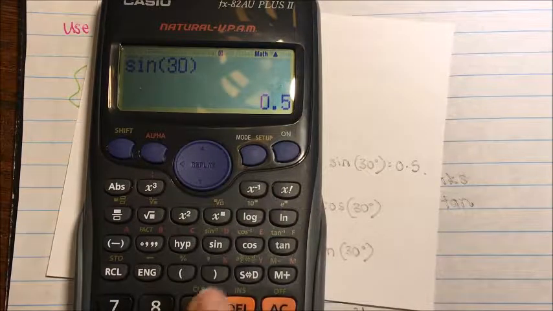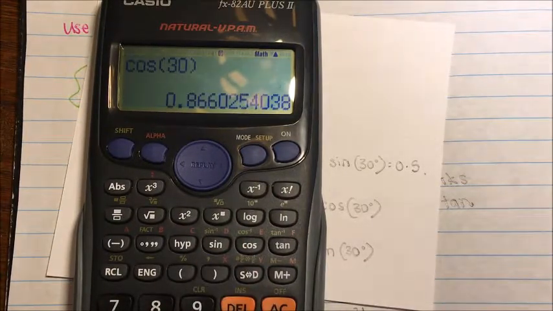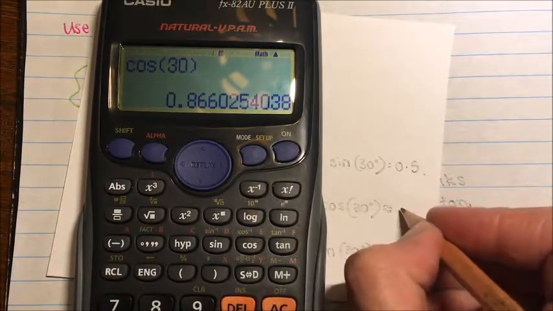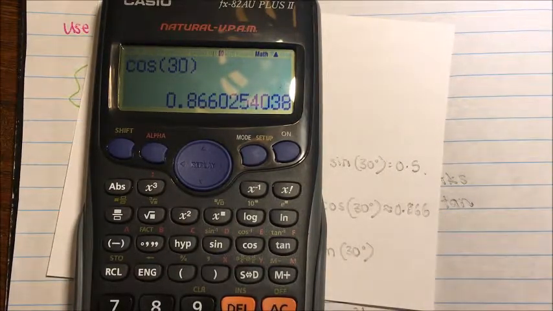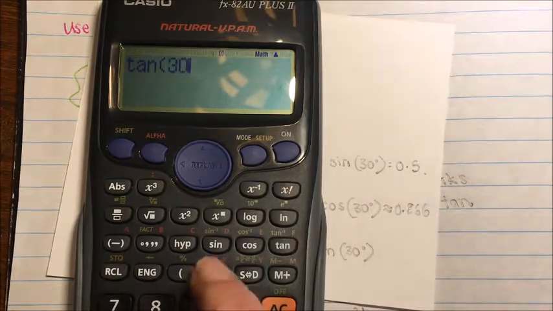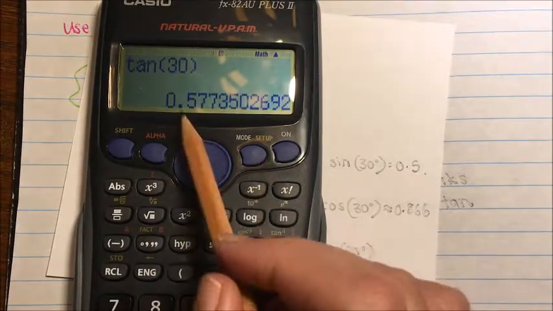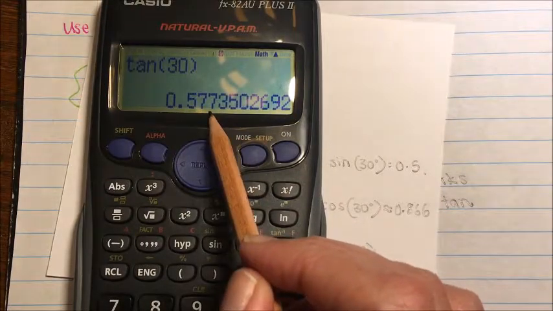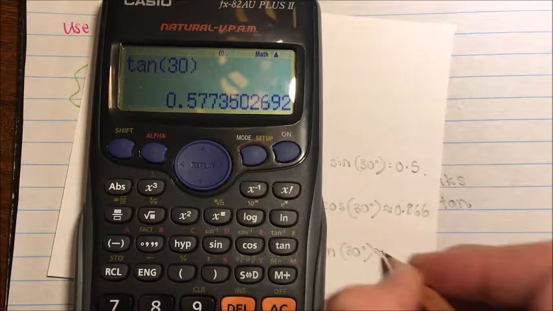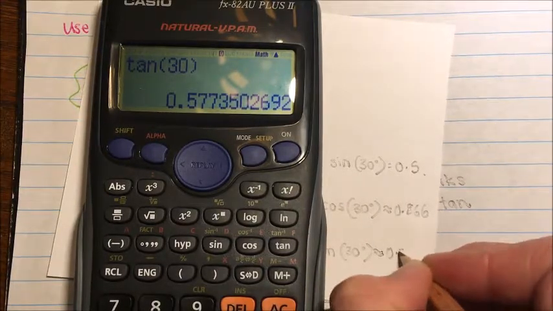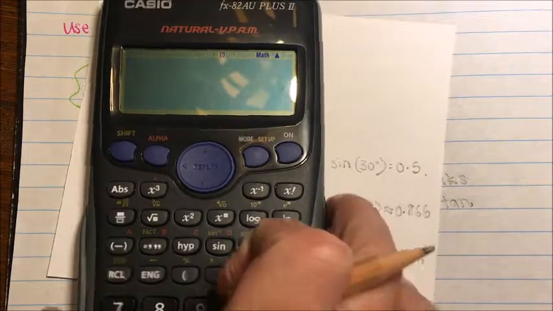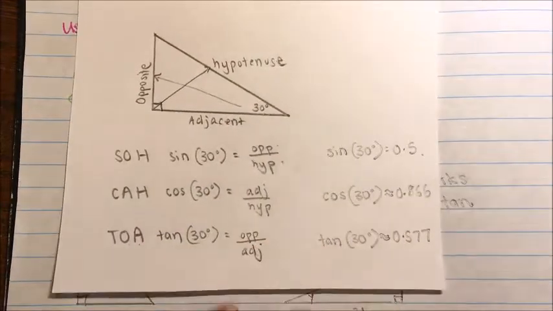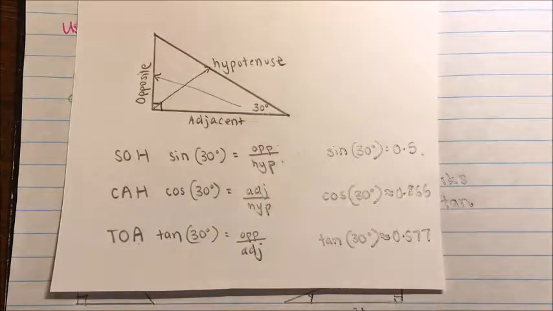Let's do it for the cosine. Cosine 30 equals, okay, let's round this to 6. It equals a super close approximate to 0.866. Terrific. And now let's look at the tangent of 30 degrees, and it equals 0.577 because the 7 is more than 5, so it rounds up. A very close approximation to 0.577. Excellent.